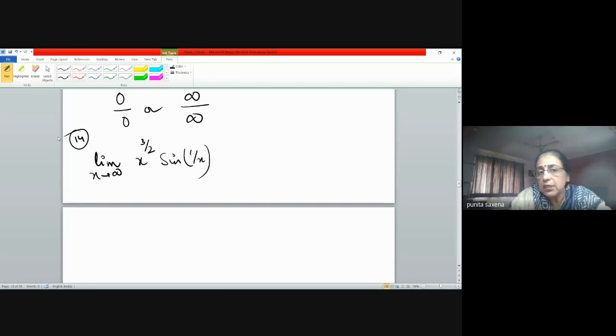This looks like an infinity into 0 form. Now, what happens? Sometimes you just have to take care, in the sense that you just have to be sure whether you actually need to apply the L'Hopital's rule or not. See, in this case, yes, it looks like it is an indeterminate form. It looks like an infinity into 0 form. So it looks like we should apply it.